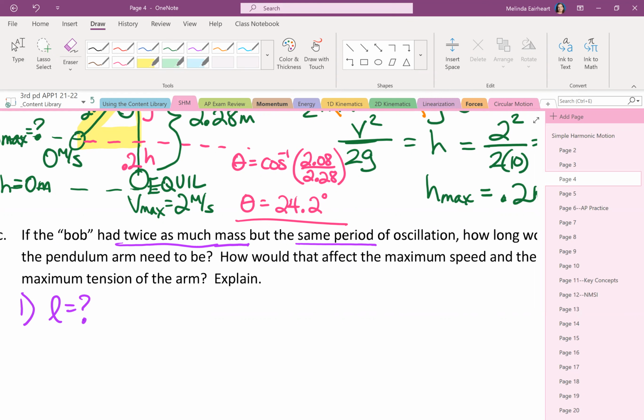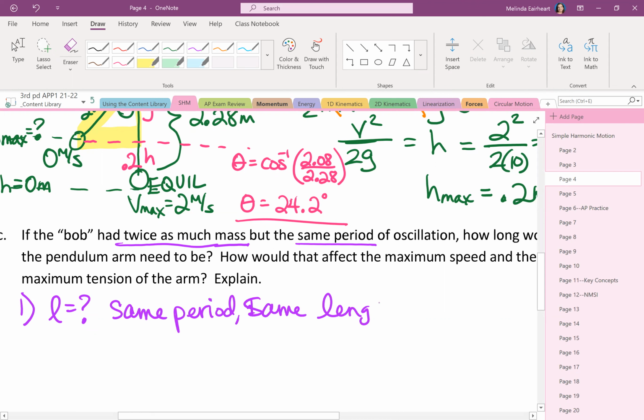It's going to be the same. Y'all may say trick question, but we're testing. Do you know what the length depends on? It depends on period, not mass. And so if it has the same period, it has the same length. Okay, it does not depend on the mass.